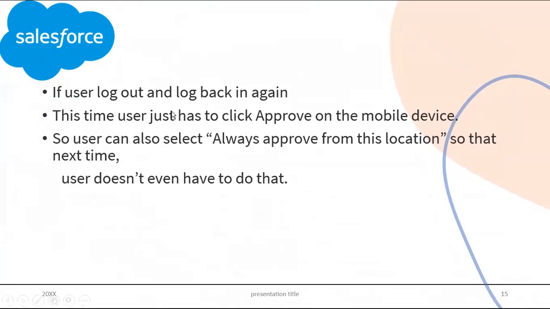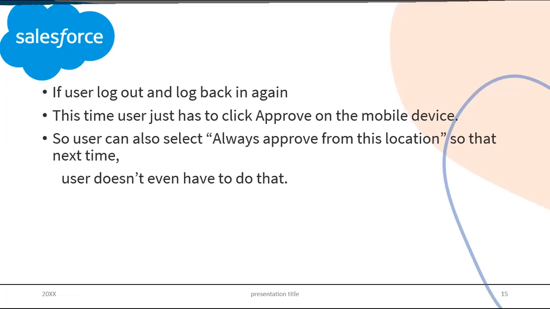If the user logs out and logs back in again, this time the user just has to click approve on the mobile device. The user can also select always approve from this location. So next time the user doesn't even have to do that. If we enable a trusted location in Einstein automation, we will automatically log in if we are in trusted locations.